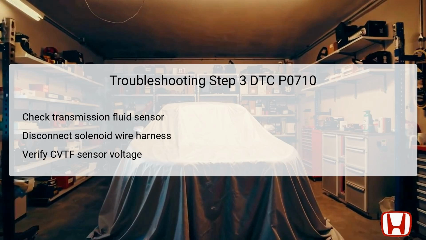A reading of less than 0.09 volts suggests that the transmission fluid temperature sensor is indeed functioning correctly. However, any significant deviation from this reading indicates that the temperature sensor may be faulty and will require the replacement of the solenoid wire harness A, as it could impede the accurate performance of the transmission.